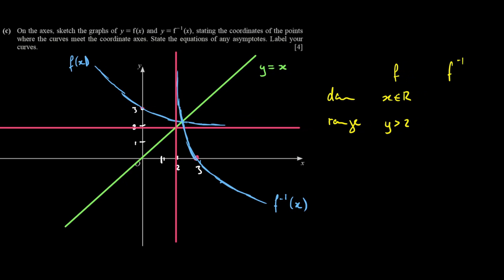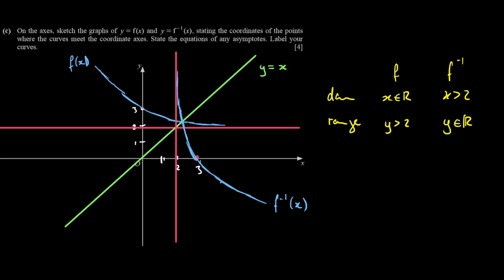Now, hopefully, what you should be able to understand is that for the inverse function, these two things flip, right? So the domain of the inverse function is going to be the same as the range of the original function. So that's going to be x is greater than 2. In the same way, the range of the inverse function is going to be the same as the domain of the original function. So y is going to be all the real numbers.